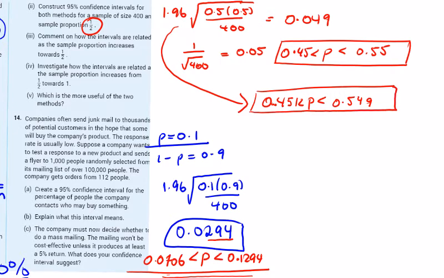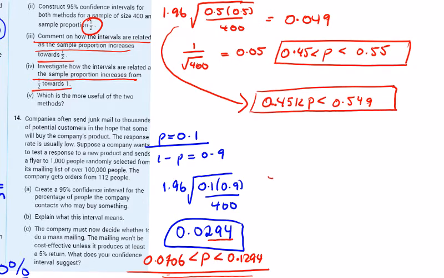So they're getting closer here. You can see around 55 and 45. So comment on how the intervals are related. As the sample proportion increases towards a half, they definitely become closer. Method 1 and 2 become pretty much the same. And how are the intervals related as the sample proportion increases from a half towards 1?